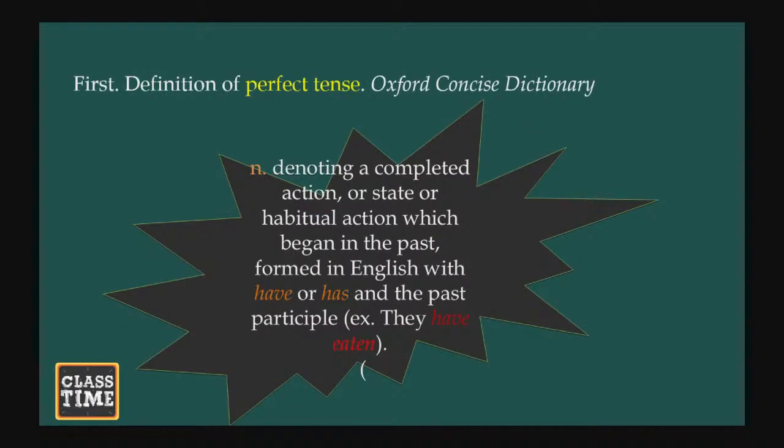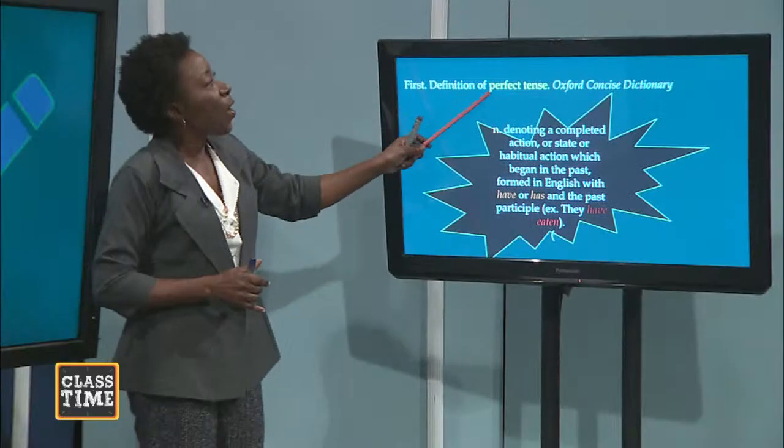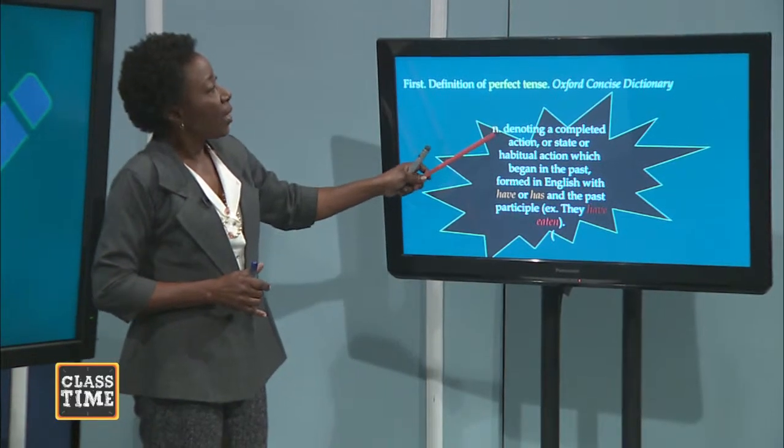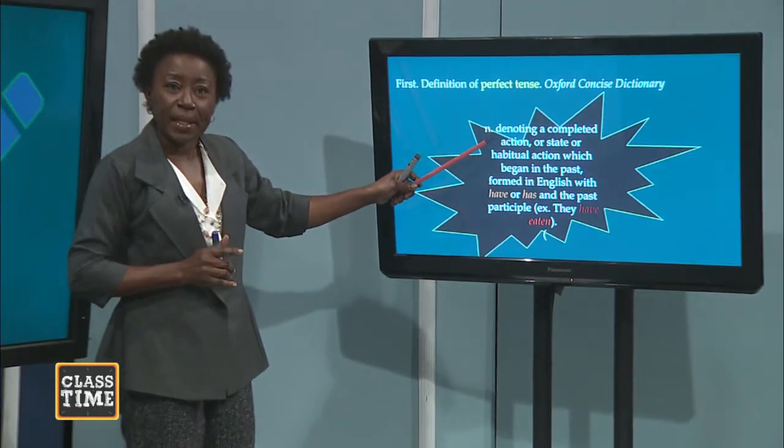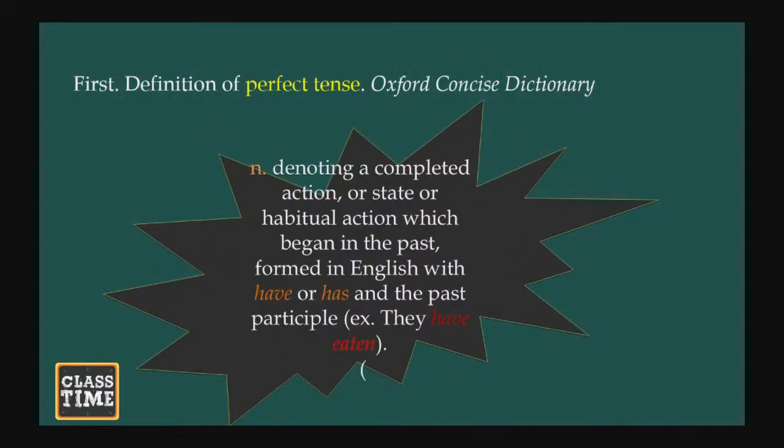Now we are getting into the perfect tense. What is this tense that is called perfect? Let us look at our definition. According to the Oxford Concise Dictionary, the perfect tense denotes a completed action or state which began in the past, formed in English with have or has. You see where I was going?